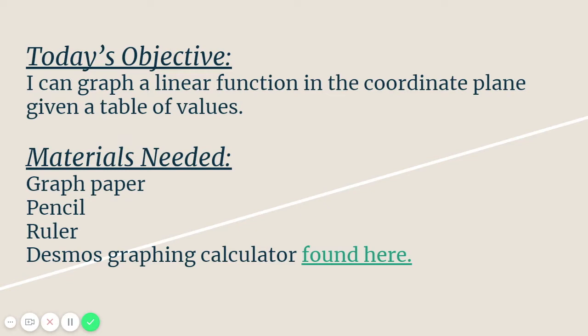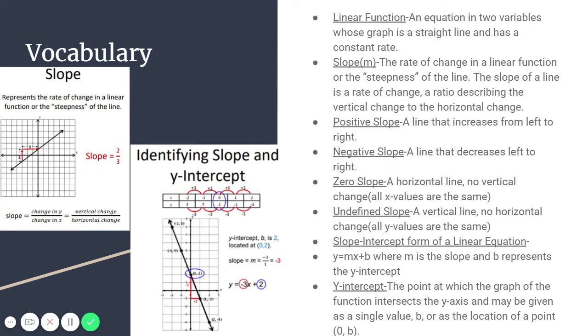Today's objective: I can graph a linear function in a coordinate plane given a table of values. Materials needed: graph paper, pencil, ruler, and the Desmos graphing calculator, which can be found at the link attached to the slide. Review of this week's vocabulary: linear function, slope, positive slope, negative slope, zero slope, undefined slope, slope-intercept form of a linear equation, and y-intercept.